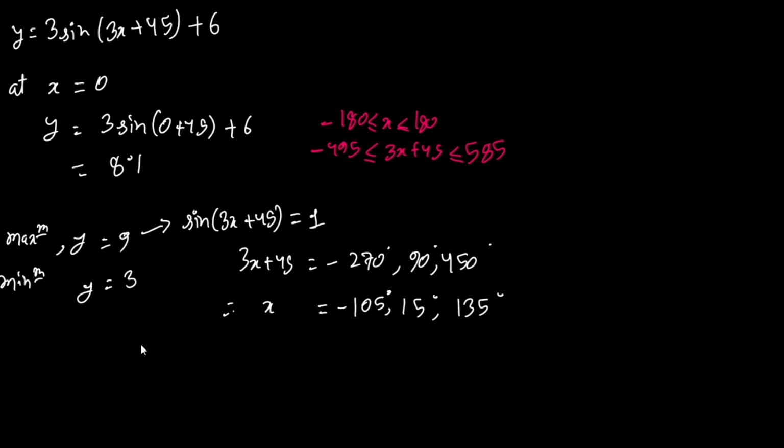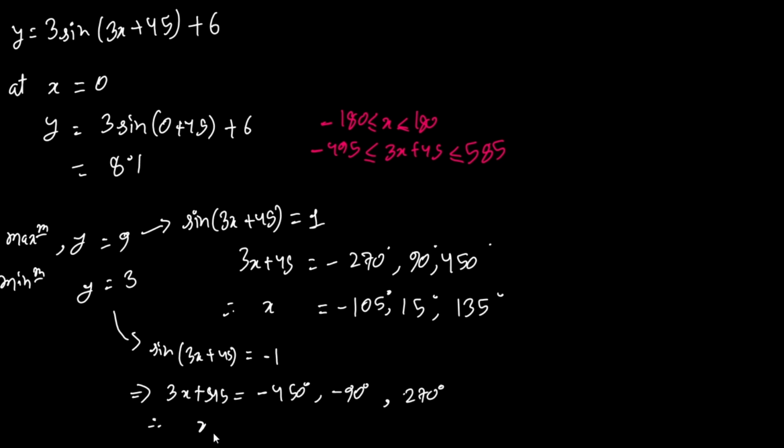We do the same for the minimum points, which gives us sine (3x plus 45) equal to negative 1. Therefore, 3x plus 45 will give us minus 450, minus 90, and 270 degrees. Ultimately, we get x equal to negative 165 degrees, negative 45 degrees, and 75 degrees.